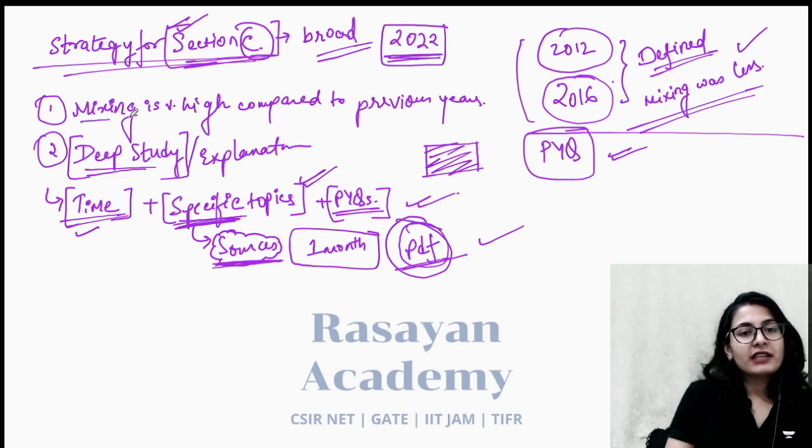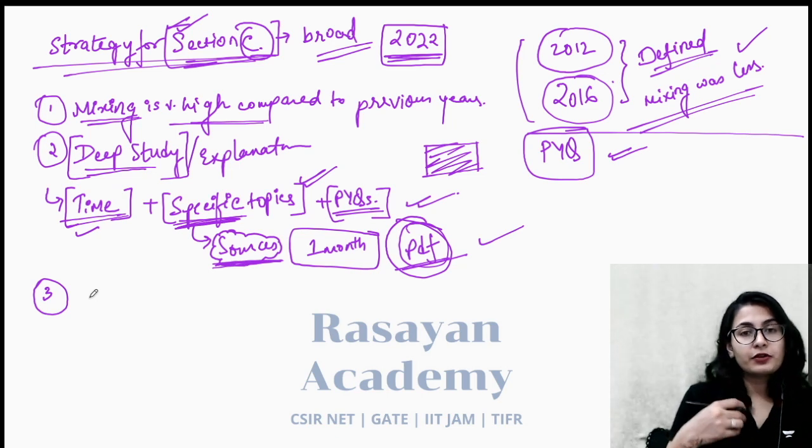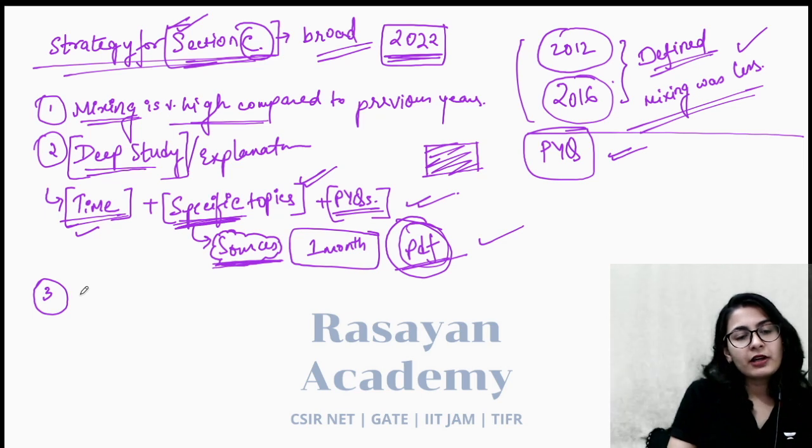So first thing, mixing is very, very high as compared to your previous years. Second thing is deep study is very, very important. Third important point is, guys, right now what you can do about it. Let's say you want to score very, very high in Section C. Obviously Section B is going to be helped automatically. So let me write this point that Section B will automatically be answered. It will automatically be good.